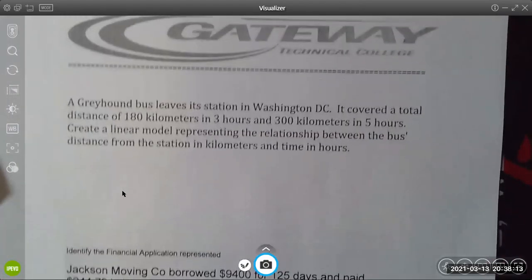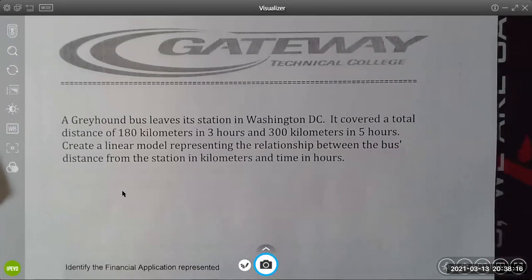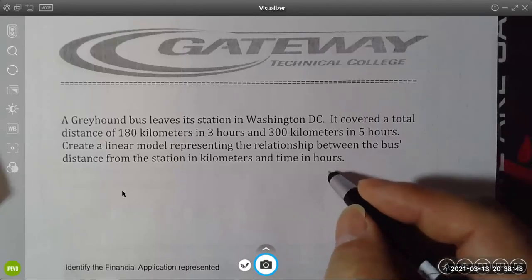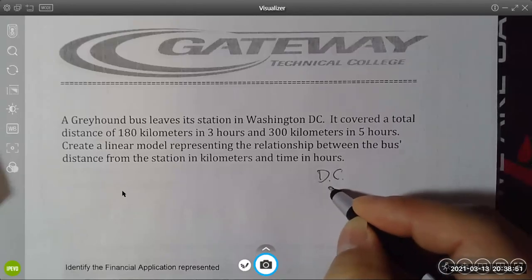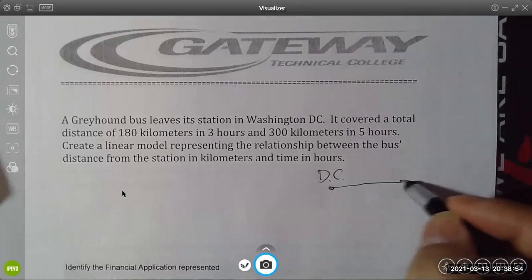And look at the next one. A Greyhound bus leaves its station in Washington, D.C. It covered a total distance of 180 kilometers in 3 hours and 300 kilometers in 5 hours. Create a linear model representing the relationship between the bus distance from the station in kilometers and time in hours. If you imagine this is the station in DC, right here, it leaves and goes somewhere else.